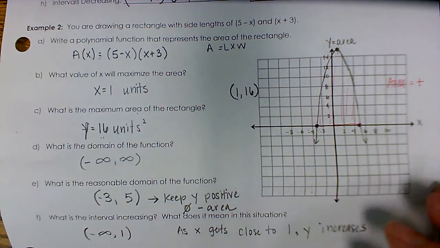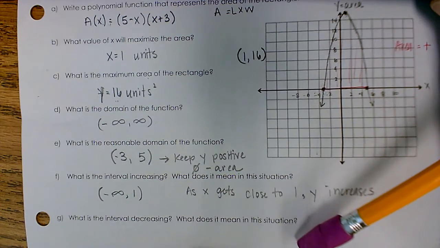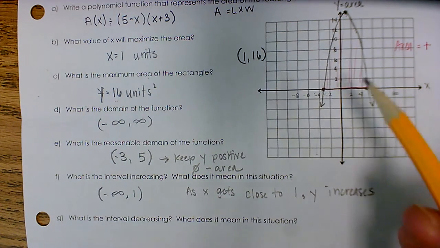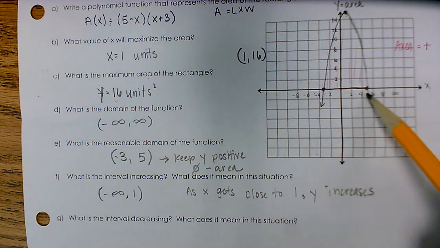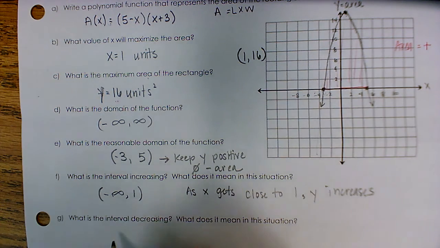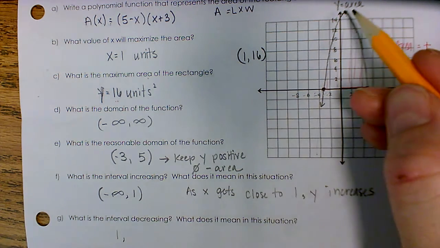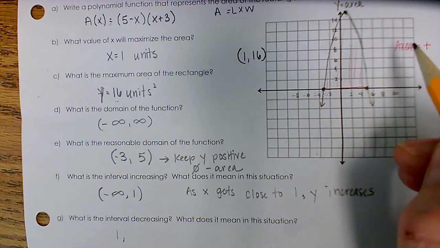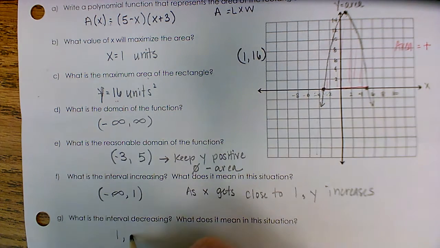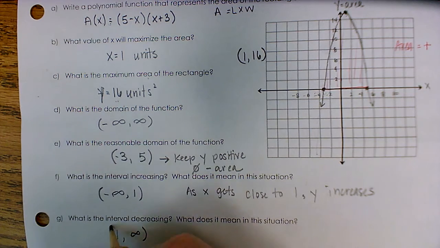And then the last question down here, and I'm going to scoot my paper down for a second. What is the interval decreasing? So we're decreasing from that turning point, from here down, right? So we're going from 1, but even though we're going down, we're going in the positive direction. We're talking our x values. So we're going in a positive x direction. So we're going from 1 to infinity.